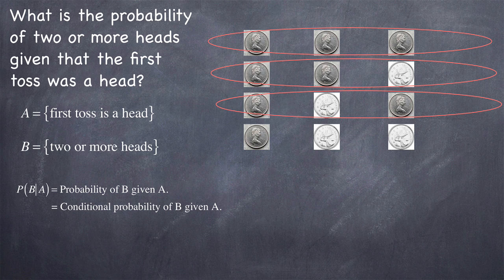The notation P of B with that vertical bar, A, is read as the probability of B given A. In our case, this is the probability of 2 or more heads given that the first toss is a head. There are 3 possible ways for 2 or more heads to occur given that the first toss is a head. So, the probability of B given A is 3/4, or that is, the probability of 2 or more heads given that the first toss is a head is 3/4.